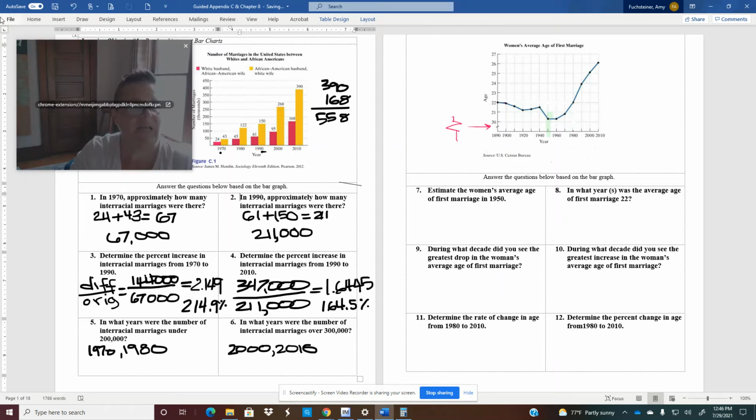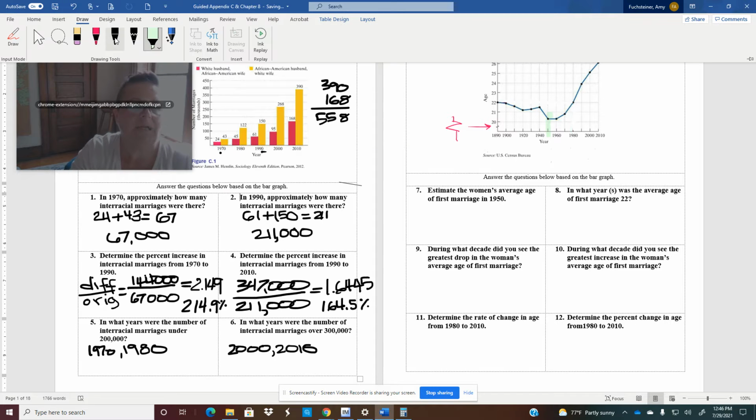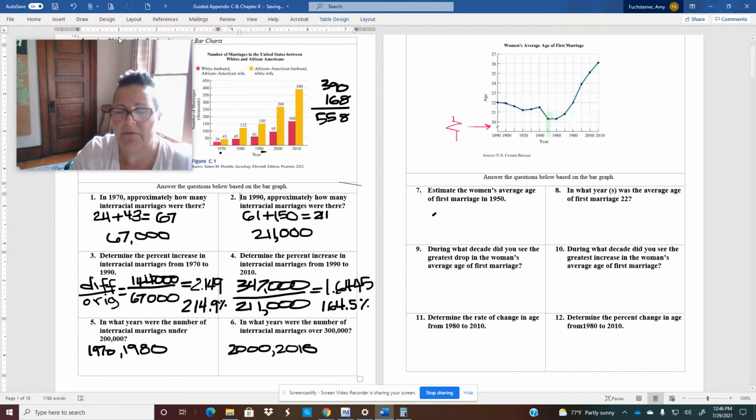Do you see how it's pretty close to 20? It's not exactly 20. So I would say the woman's age of first marriage here is about 20. This would be a young 20. It would not yet be 21, and wouldn't be 20 and a half. They would have probably just turned 20 a couple of months ago.